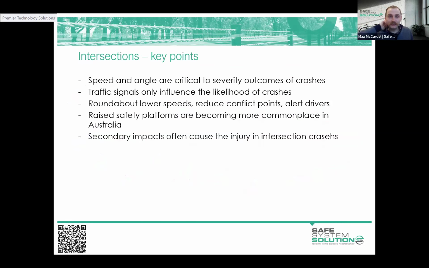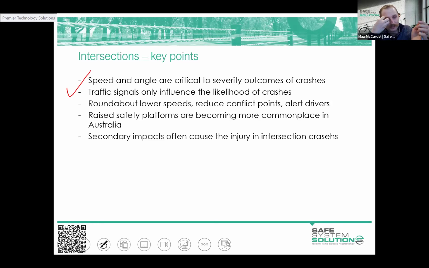All right, just to summarize, key points from our intersections discussion. Speed and angle, very, very important to consider. Impact speed and impact angle are going to have a significant influence on the crash outcomes. Traffic signals, I really want you to all come away to say that they do improve things. So I'm not saying don't use them, don't implement them. They definitely have improved safety benefits, but they're not going to go all the way to virtually eliminate the risk.